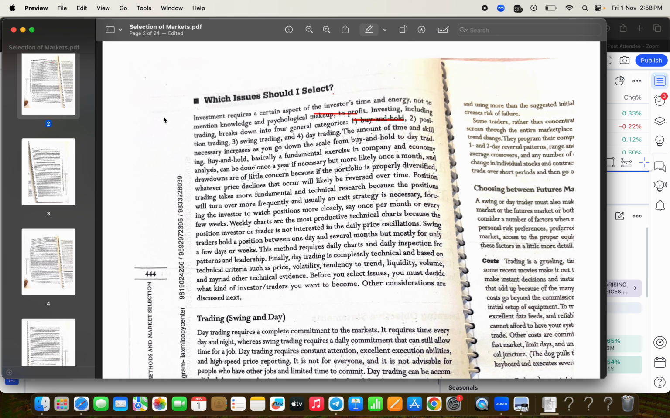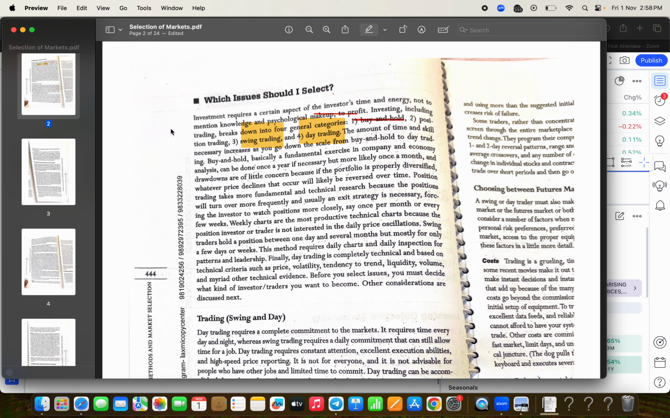So the first thing is buy and hold, buying a particular stock or commodity and holding it for a period of time. The second is position trading, then we have swing trading, and then day trading. So these are the four kinds of issues which we have. The amount of time and skill necessary increases as you go down the scale from buy and hold to day trading.